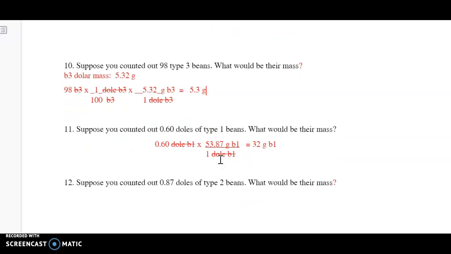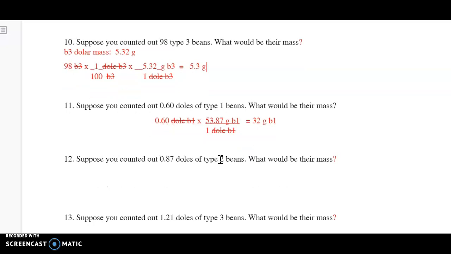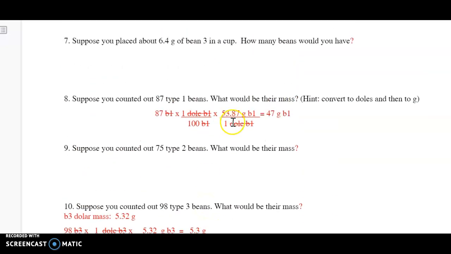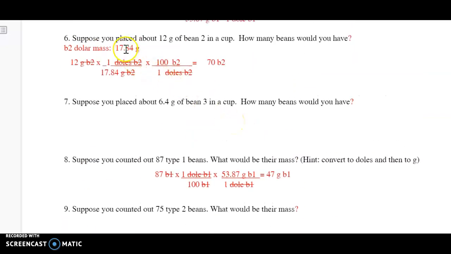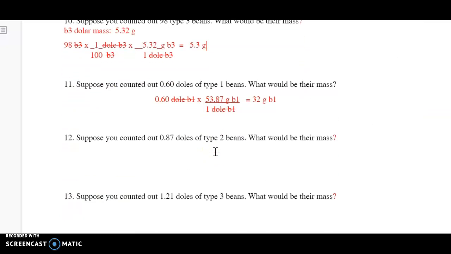All right. And then we got one more. Number 12 was the last one I asked you to do. This is another one about the type 2 beans. So we're going to use that type 2 bean dole mass, which was up here. That was 17.84. I'm going to need that, so hopefully I'll remember it. And there's no hint on this one. And the reason why there's no hint is this one can be done in 1 step.